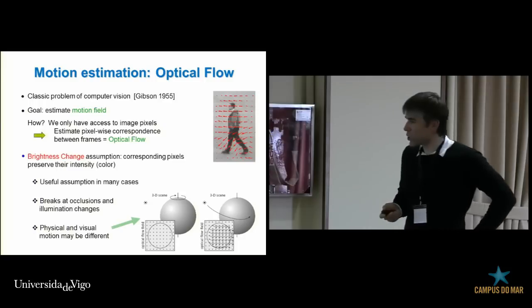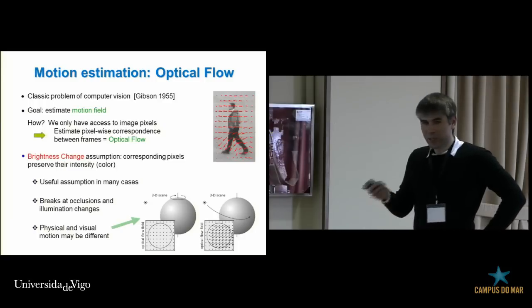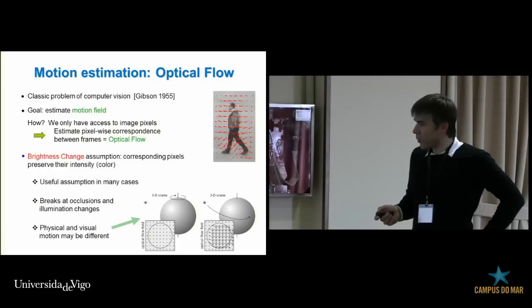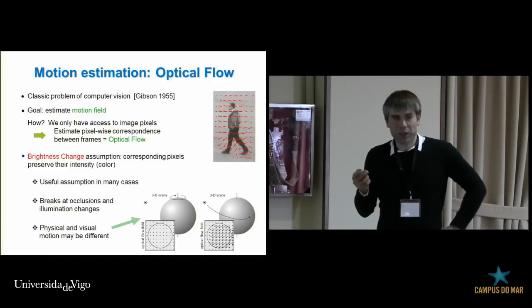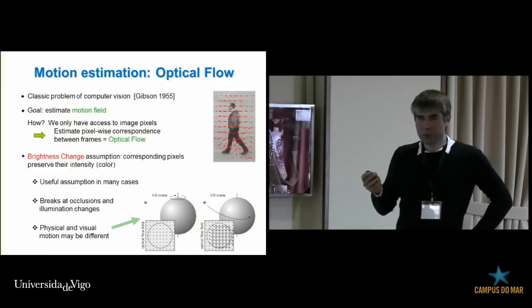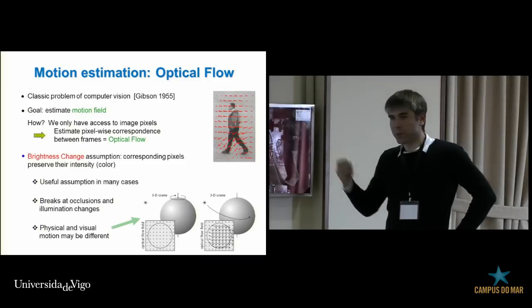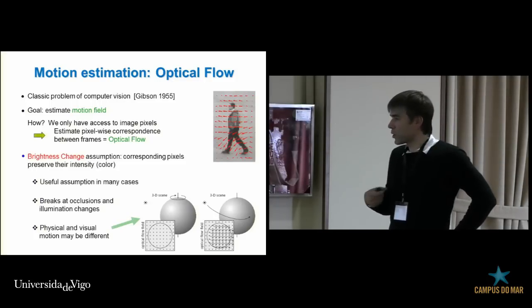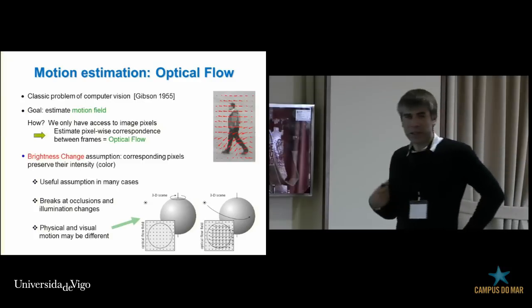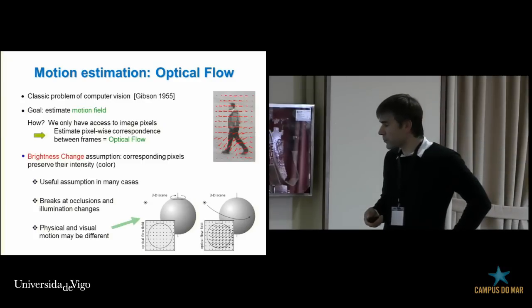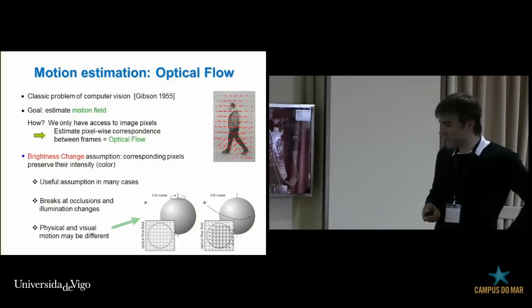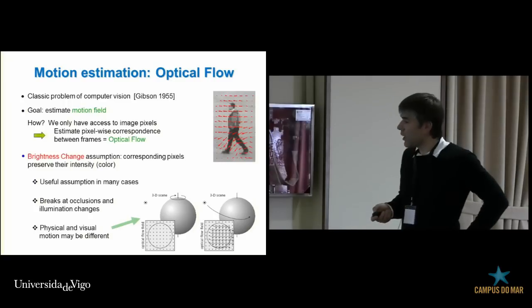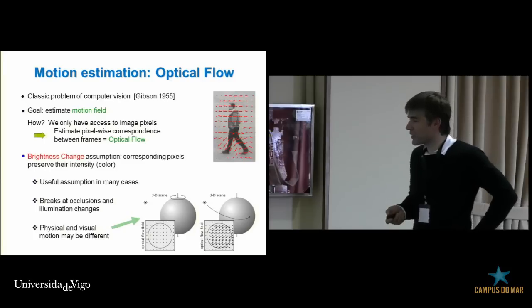The most common assumption for this correspondence estimation is the brightness change constraint, which says that the change of the color of each pixel from one frame to another is only caused by motion and not by other factors, for example, switching of the light and so on. If this constraint is true, things become a bit easier. However, even in this case, this is not always possible.